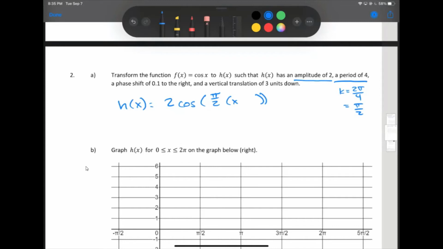We have a phase shift of 0.1 to the right. 0.1 is also not a nice number to work with when it comes to radians, it's not a multiple of pi, but you know what? In this case, it doesn't matter. 0.1 to the right is just negative 0.1. The fact that it's not a multiple of pi changes nothing. And a vertical translation of 3 units down.